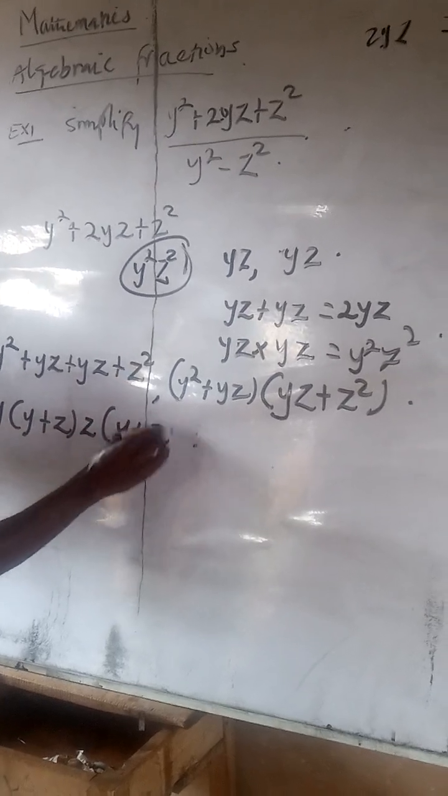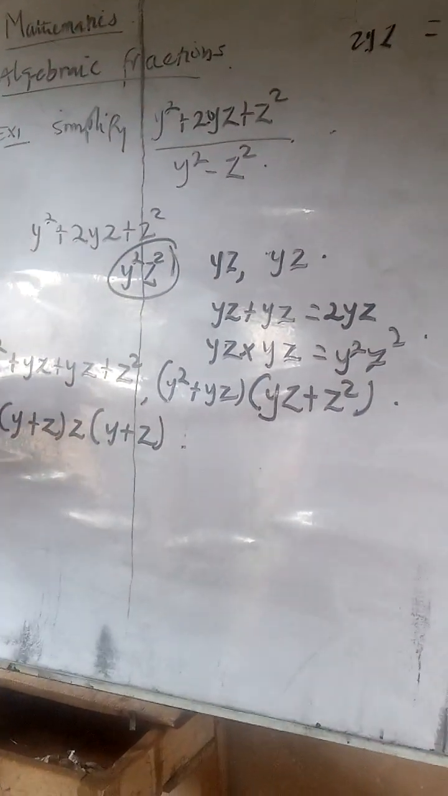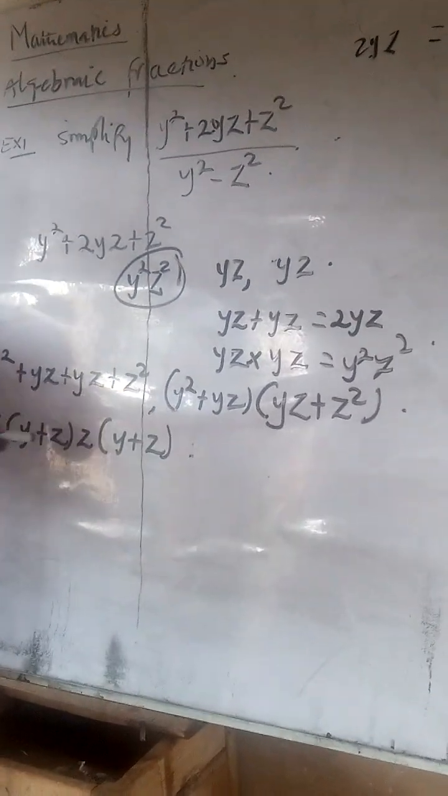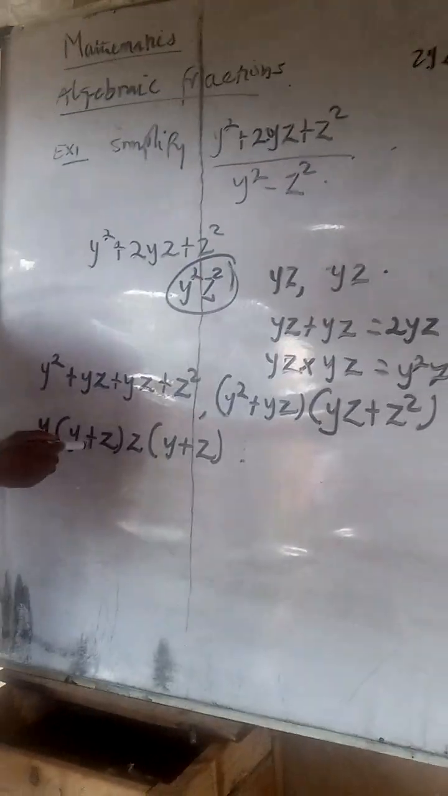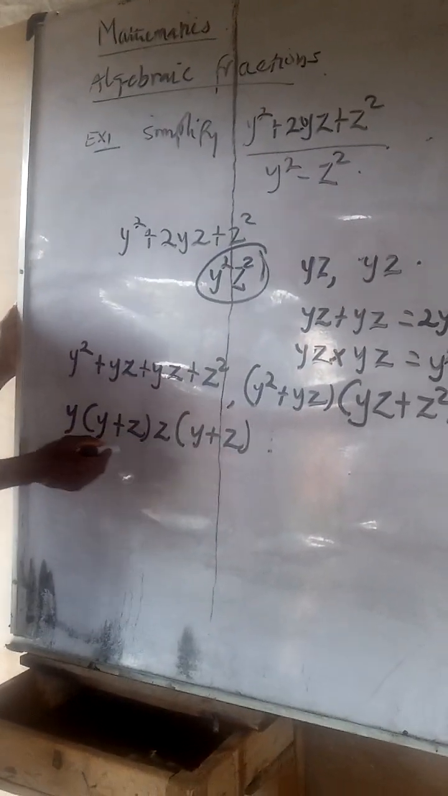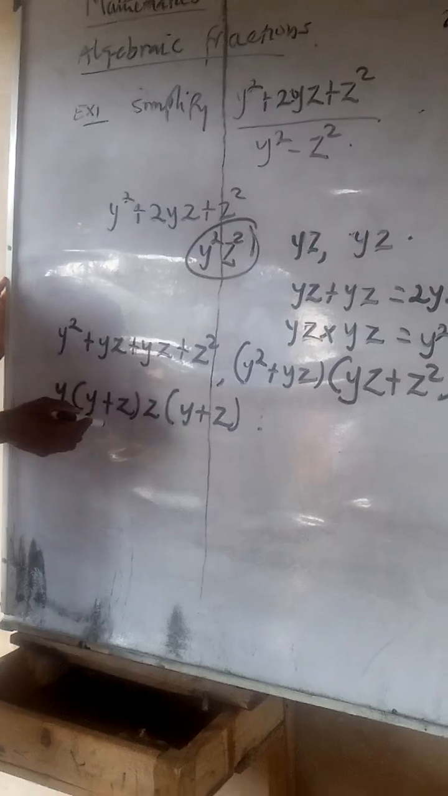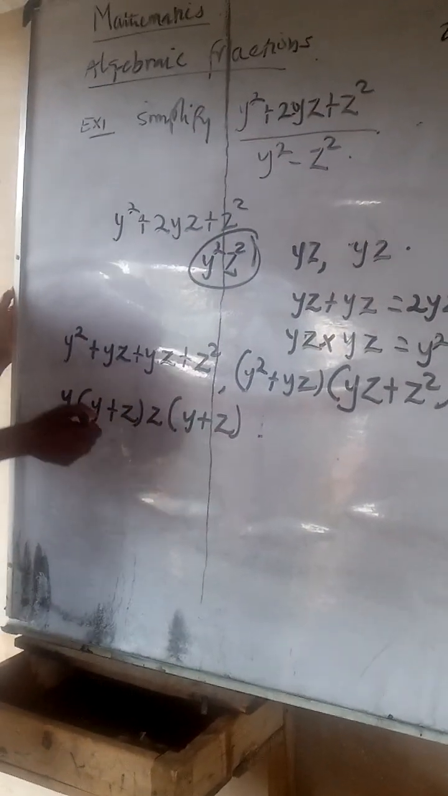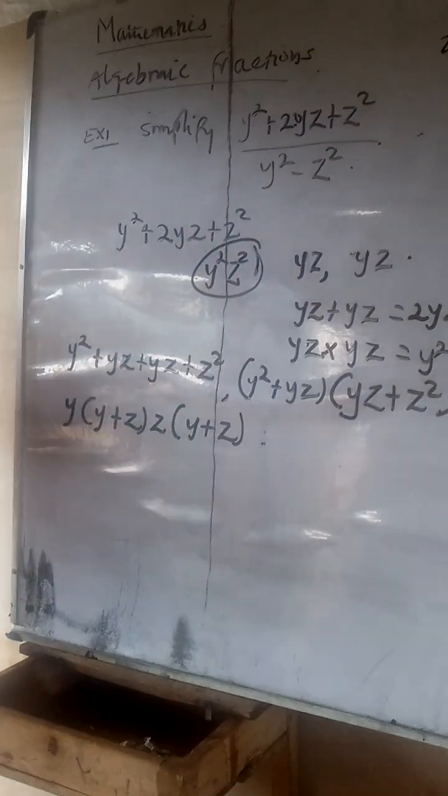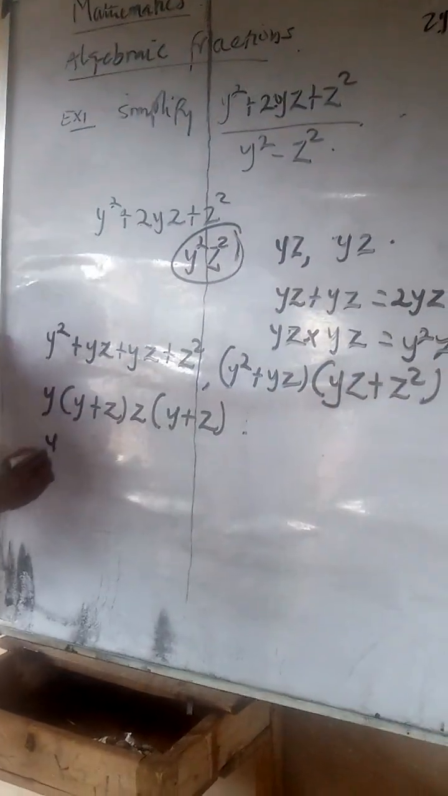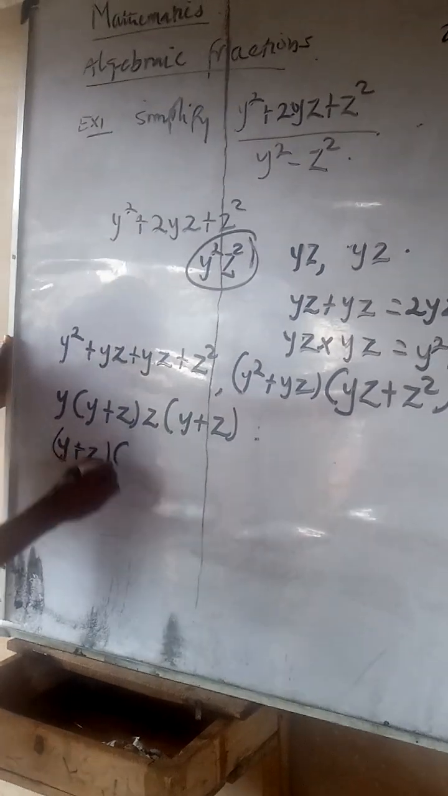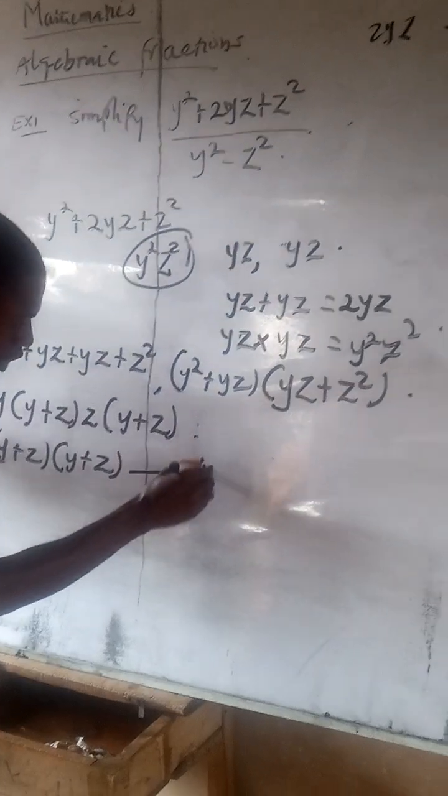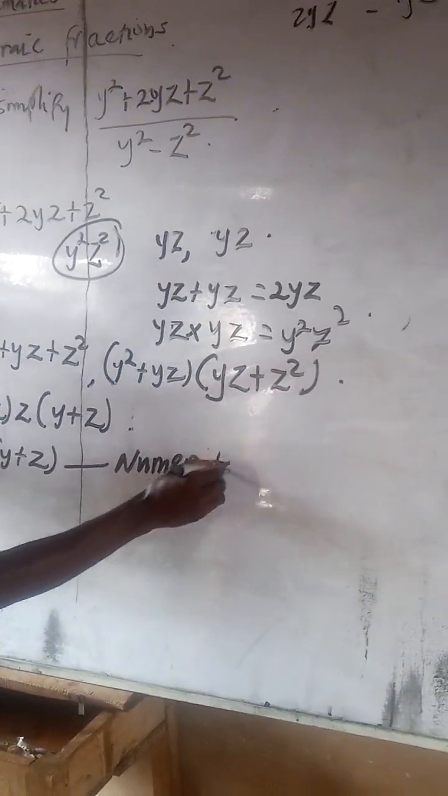At this point, if you arrive here, you pick one of the brackets and then pick the outside factors. This and this are common, so you pick one of the brackets and then the outside factors, so that the whole of this equation now becomes y plus z into y plus z. This will be the numerator.